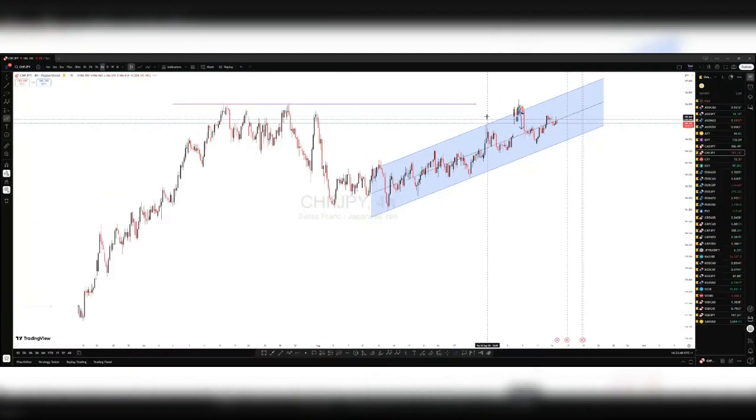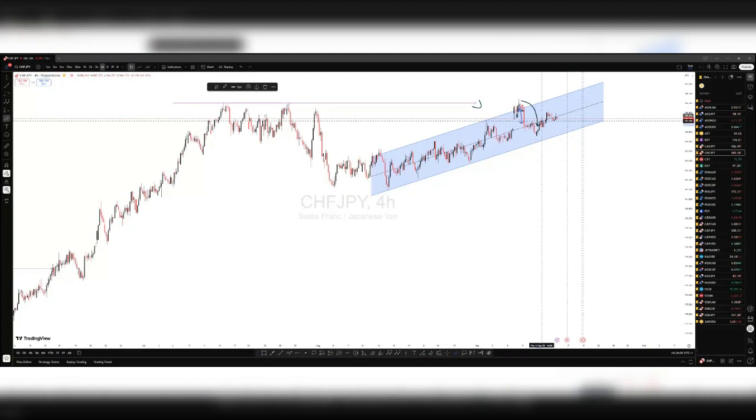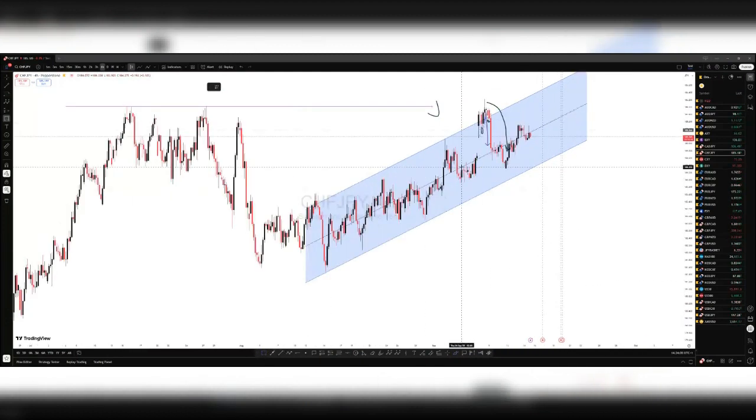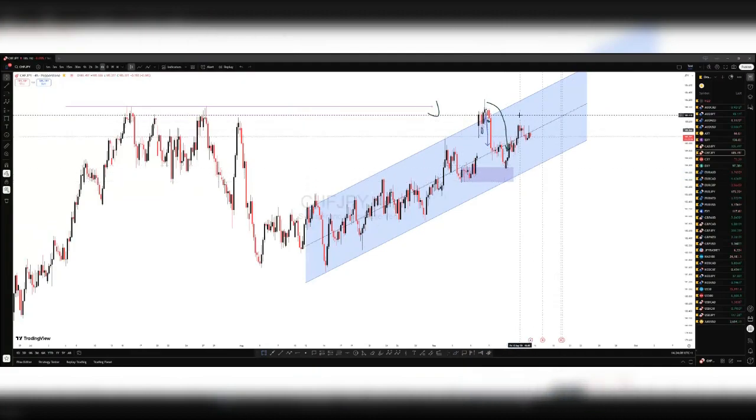Last week, I told you guys CHF JPY was going to break above this high, or I was going to take liquidity from this high. And I mentioned that once it's done doing that, it was going to come bearish. If you look closely, you see that it completed all of that and then came into this demand zone before it started going bullish. Now, this is where it gets crazy.